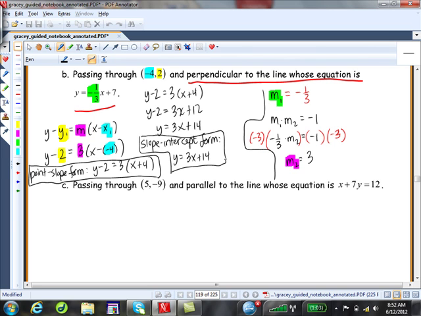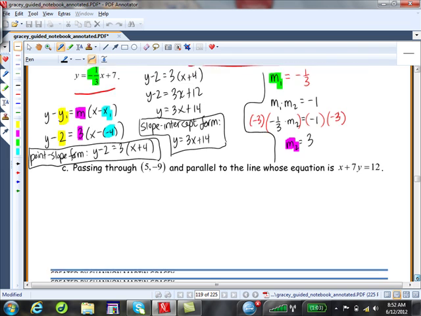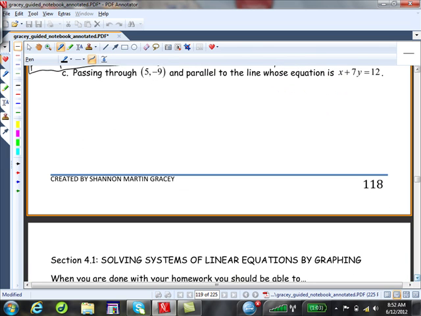All right. Now, passing through 5, negative 9, and parallel to the line whose equation is x plus 7y is 12. So parallel lines have the same slope. So here we are. X plus 7y equals 12. I need to isolate the y. So we'll get 7y is negative x plus 12. And if I multiply both sides by 1/7, I get y equals negative 1/7 x plus 12/7. So the slope is negative 1/7.